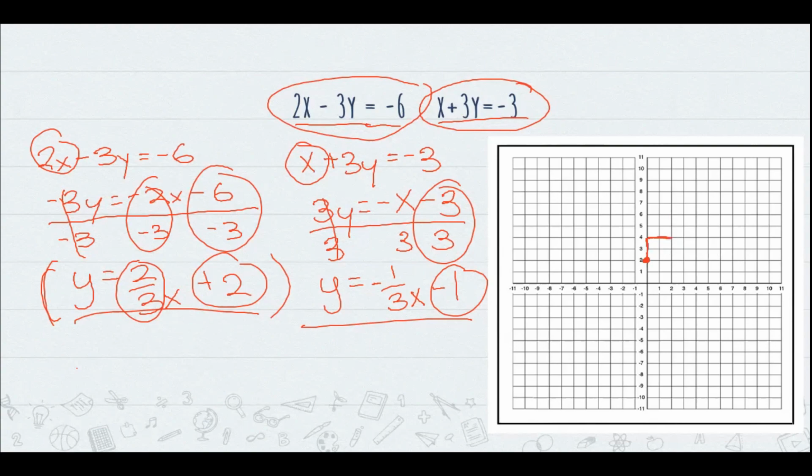Run over 3, and then graph, and then up 2, and then 3 over, another point, 2 up, 3 over, another point.